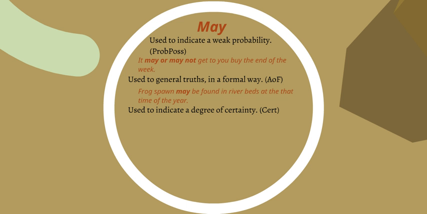Used to indicate a degree of certainty, like could, again. She may be an actress, but I think I would have seen her in something. I see a lot of films. Again, the degree of certainty is not strong. She could be an actress. It's certain or it's uncertain. It's sort of in the middle.